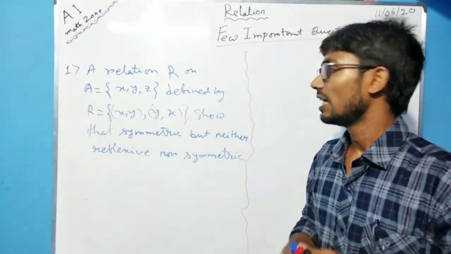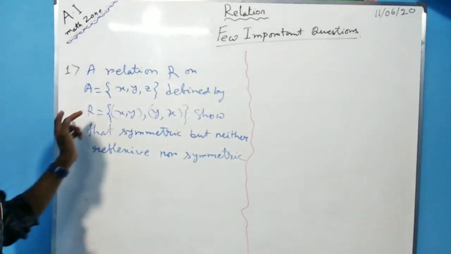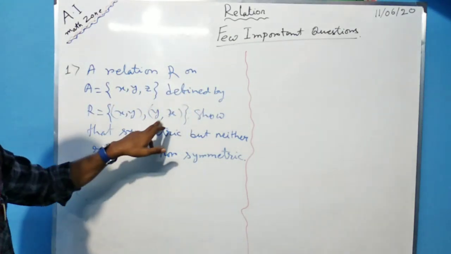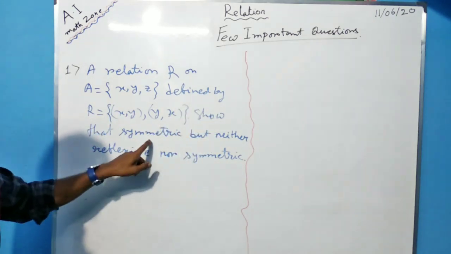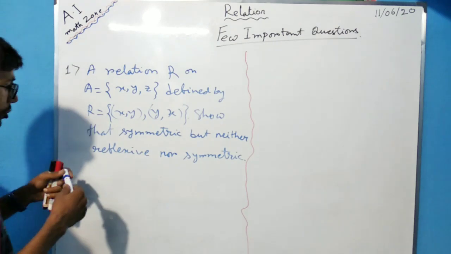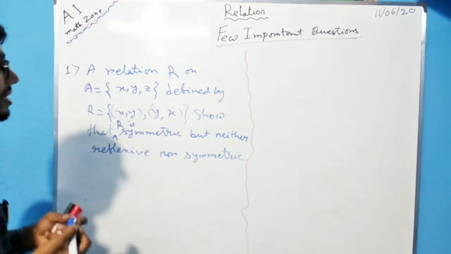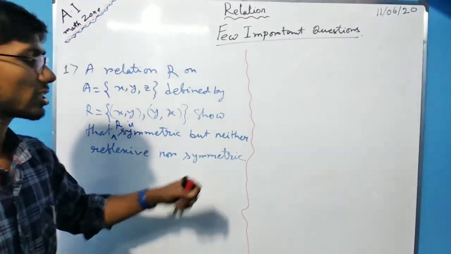So let's start. And the first question is this one. A relation R on A = {x, y, z} defined by R = {(x, y), (y, x)} so that R is symmetric but neither reflexive nor transitive.